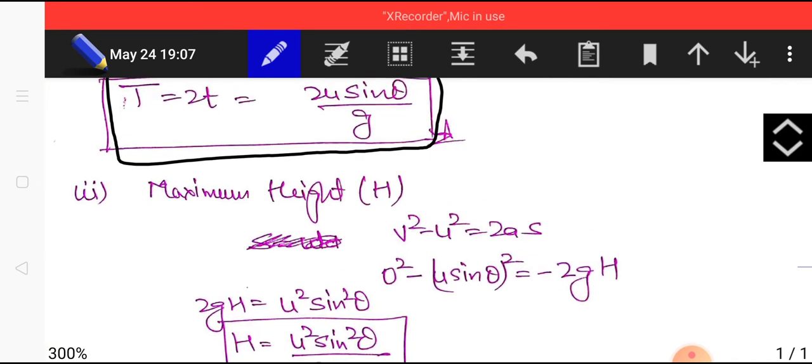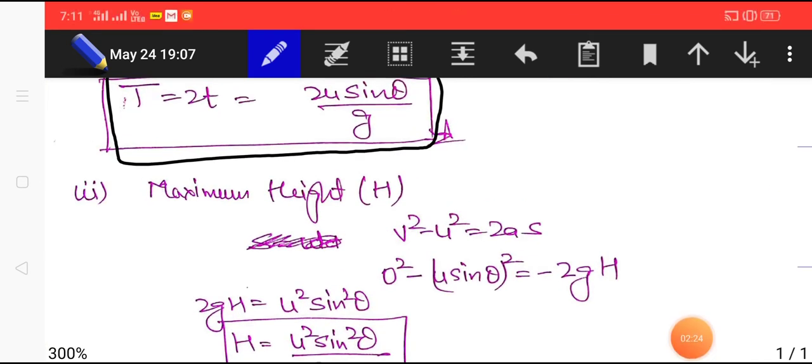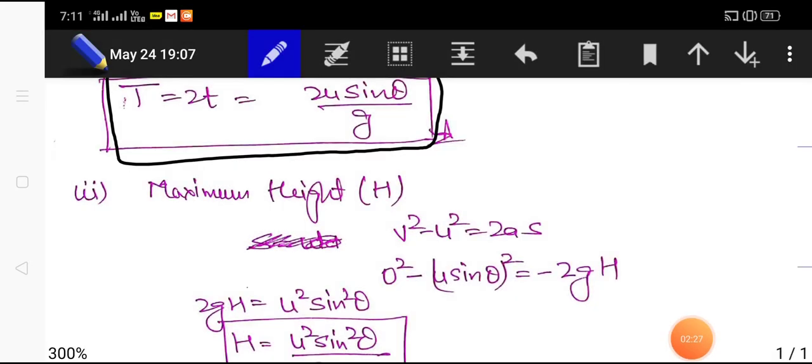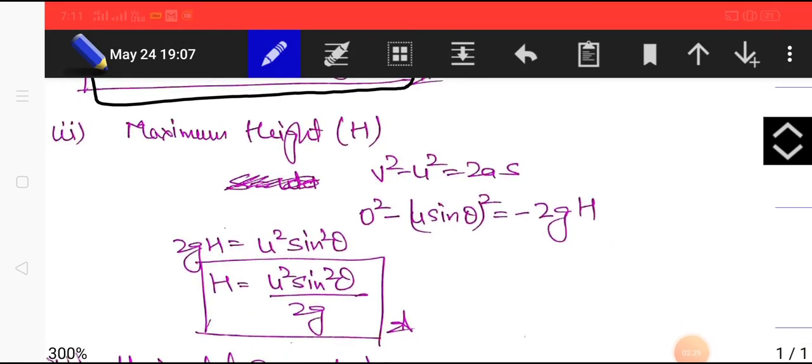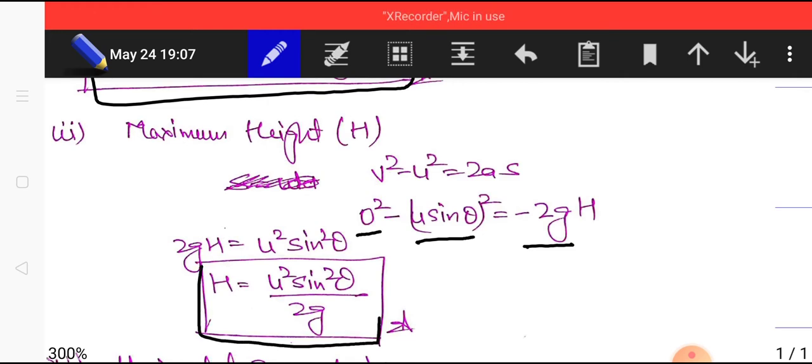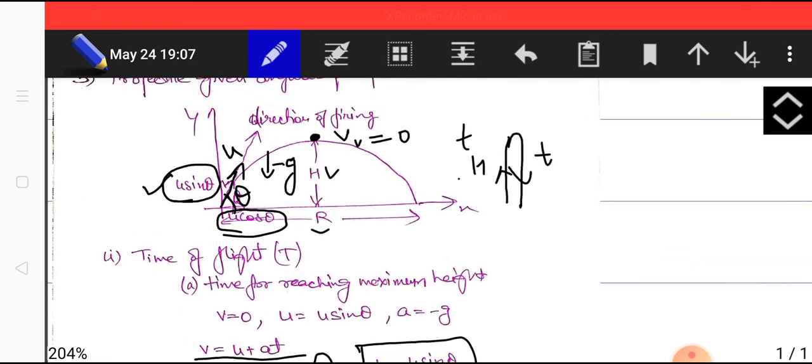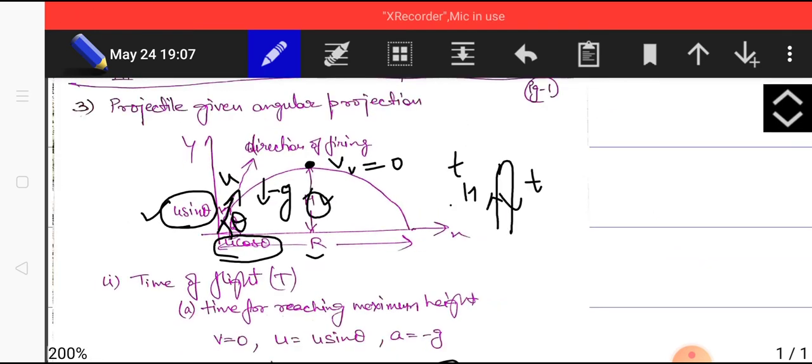Now, when I have the time, I can apply v square minus u square is equal to 2as for calculating the height. We know that final velocity is 0 at maximum height, initial velocity is u sin theta, that is the vertical velocity, and acceleration is minus g. Putting these values, we can calculate h is equal to u square sin square theta by 2g, that is the maximum height. So maximum height we have calculated.